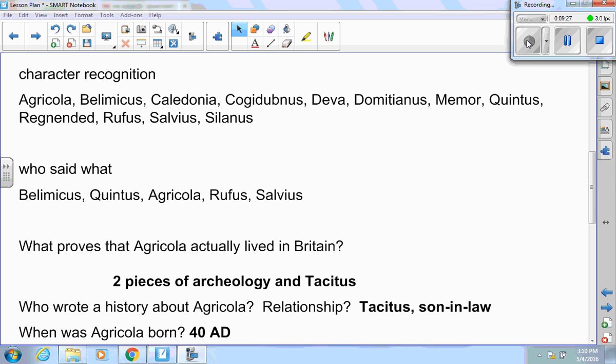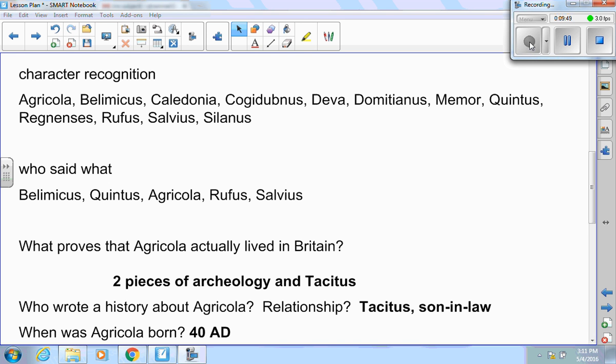Character recognition: Agricola, Bulimicus, Caledonia, Cogidubnus, Deva. That's a place. Domitianus, Memor, Quintus. How about Regnensis? That's the Rufus, Salvius, Silanus. Make sure you know who those people are or where the place is. Caledonia and Deva are places.